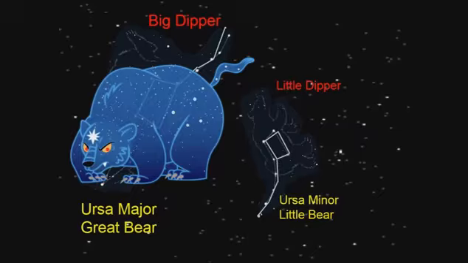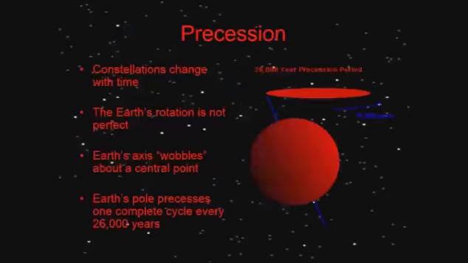So as far as constellations are concerned, they do change with time. And there is something called precession. And this is to do with the idea that the Earth's rotational pole is not perfect. So, like when you spin a coin, eventually that coin winds down and the actual pole around which the coin started spinning starts to rotate itself until it slowly falls onto its side. So constellations change with time. The Earth's rotation isn't perfect.